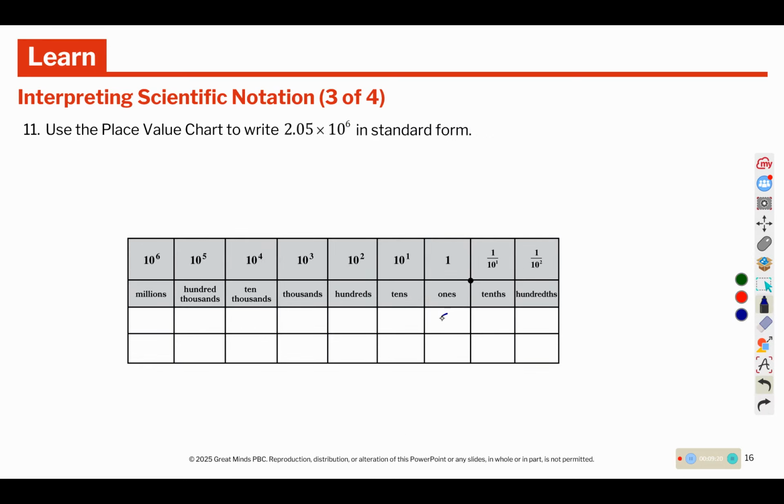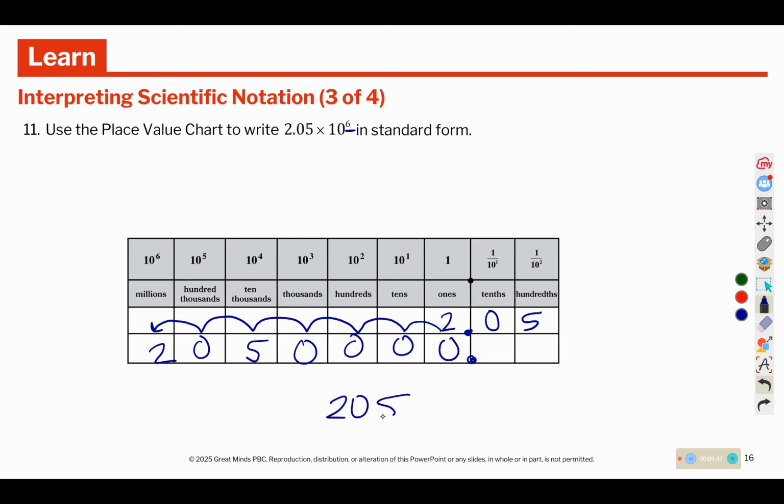Here I have 2.05, and I need to move it 6 positions. So 1, 2, 3, 4, 5, 6 spots. So now the 2 is here, and the rest of the numbers follow behind. So this is 2,050,000.